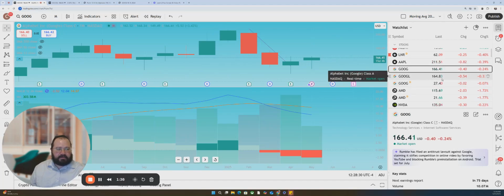Right now, as Markets Are Live, it's trading at 164.83 versus Class C, GOOG, which is 166.40. So there's a discount there of roughly $1.50. That's a big difference there.